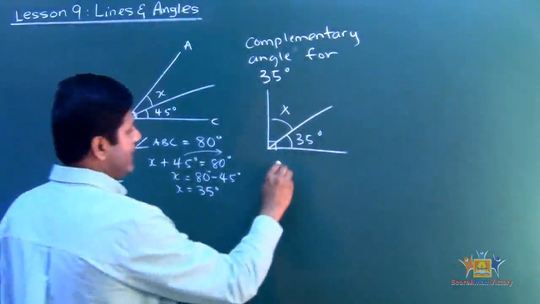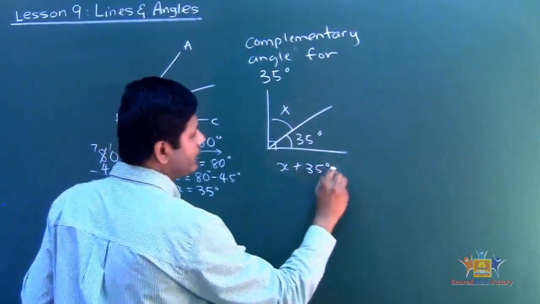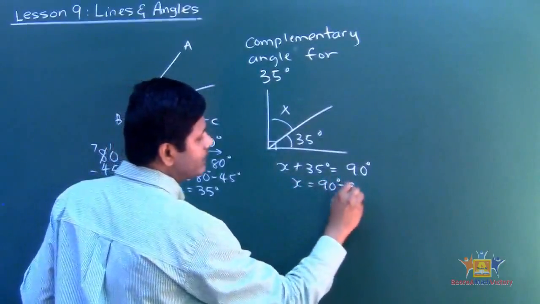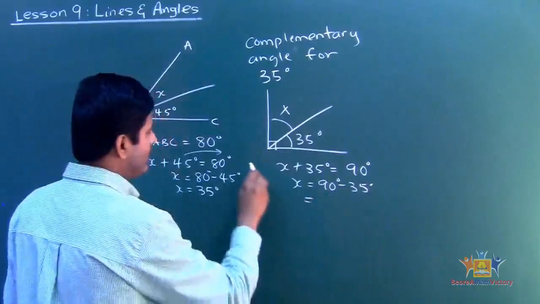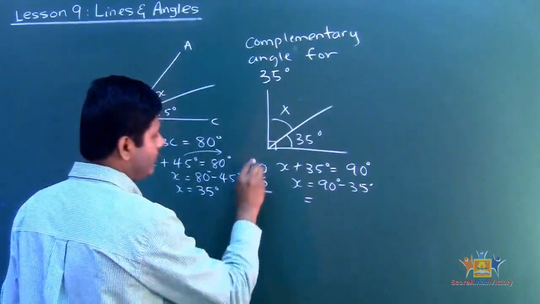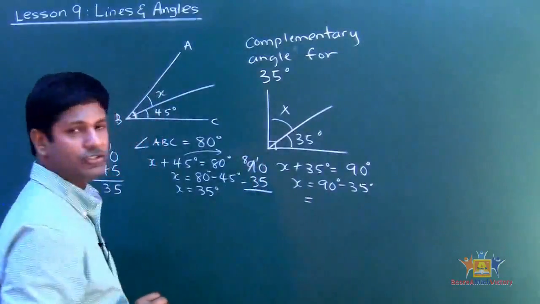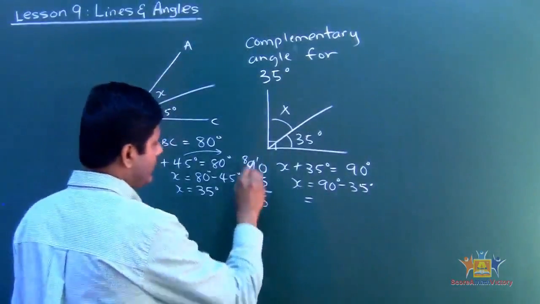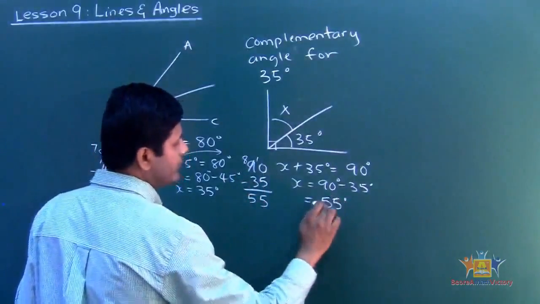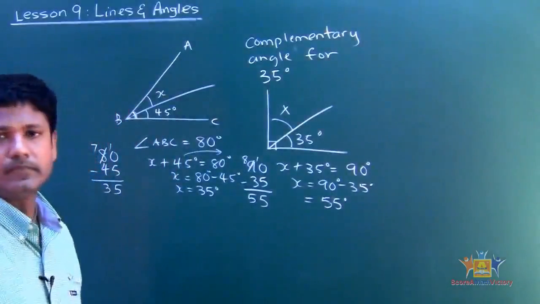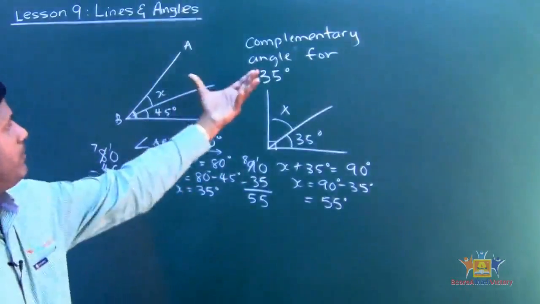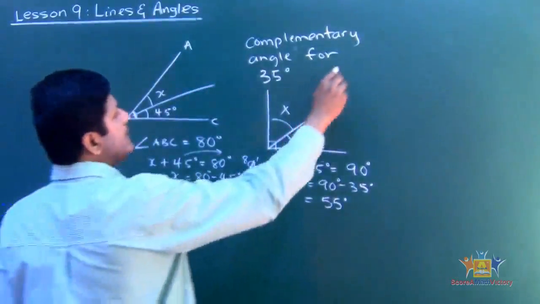So now I know that x plus 35 degrees equals 90 degrees. X equals 90 minus 35. Line them up. So 90 minus 35. 0 minus 5, I cannot borrow from 9. 9 becomes 8, 0 becomes 10. 10 minus 5 is 5. 8 minus 3 is 5. So that equals 55 degrees. See that? Pretty easy, isn't it? Very straightforward, okay? Complementary, C, you're dealing with 90 degrees.